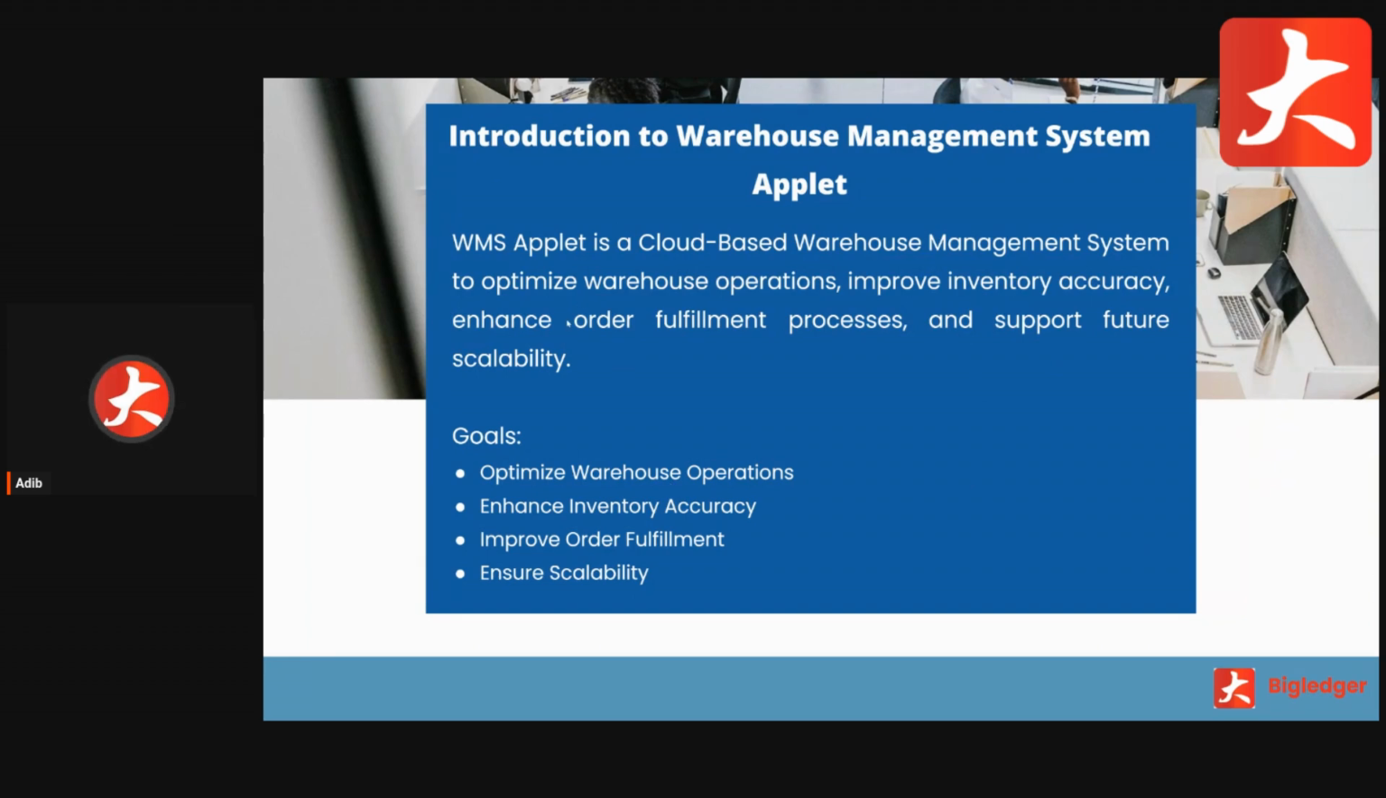So first, let's discuss what is WMS. WMS Applet is a cloud-based warehouse management system to optimize warehouse operations, improve inventory accuracy, enhance order fulfillment process, and support future scalability. So the goal of this WMS Applet is to optimize the warehouse operations, then enhance the inventory accuracy, improve order fulfillment, and also ensure scalability.